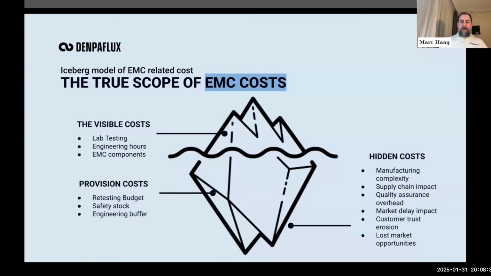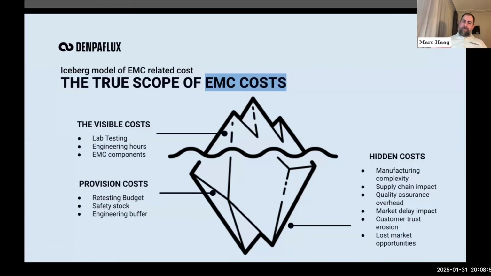So for us, visible are the cost for the lab and for the engineering hours. We may also, a little bit under the surface, make some provisions, saying, yeah, I know I need to go for a second loop. I need to do a little bit of provisions. I may need to go for troubleshooting.